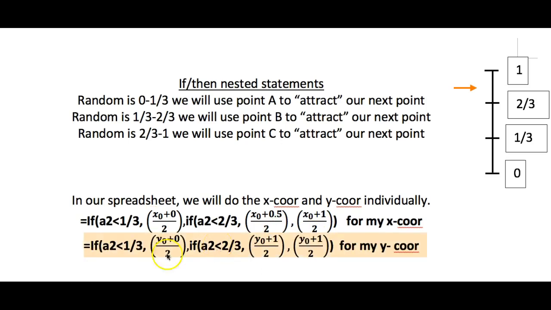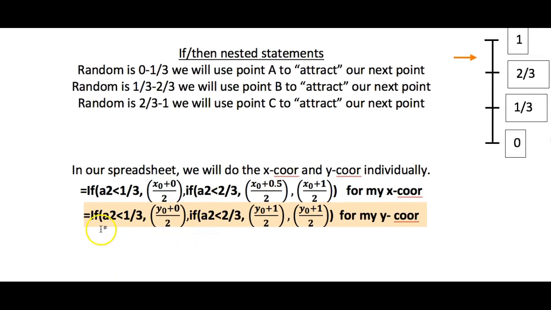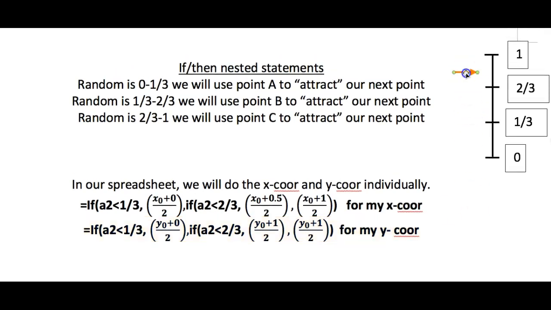So this is my A, this is my B, this is my C, x-coordinates only. And if I want to do my y-coordinates, it's this one in yellow. Notice that this is the y-coordinate for A, y-coordinate for B, and y-coordinate for C, those points. So that's the nested if-then. Let's use this little arrow and see what happens. If I land right here, that's less than 1/3. So if the random number is less than 1/3, then I'm going to apply this right here and this right here for my x-coordinate and y-coordinate respectively. And that is right because we're going to be attracted to A.